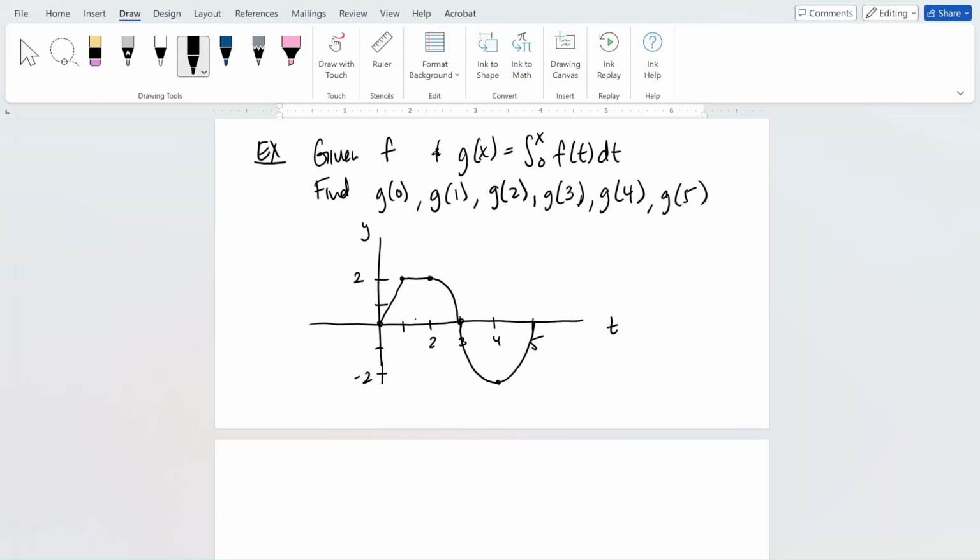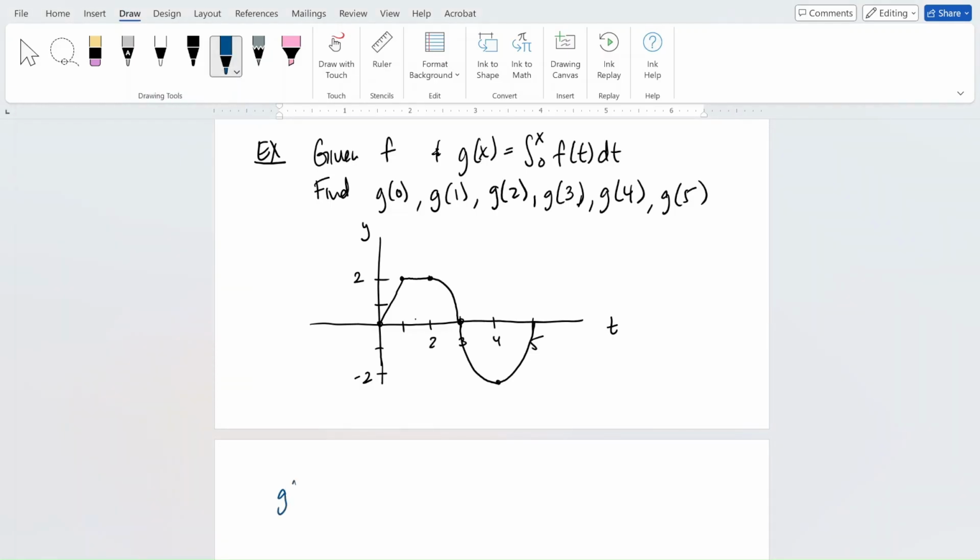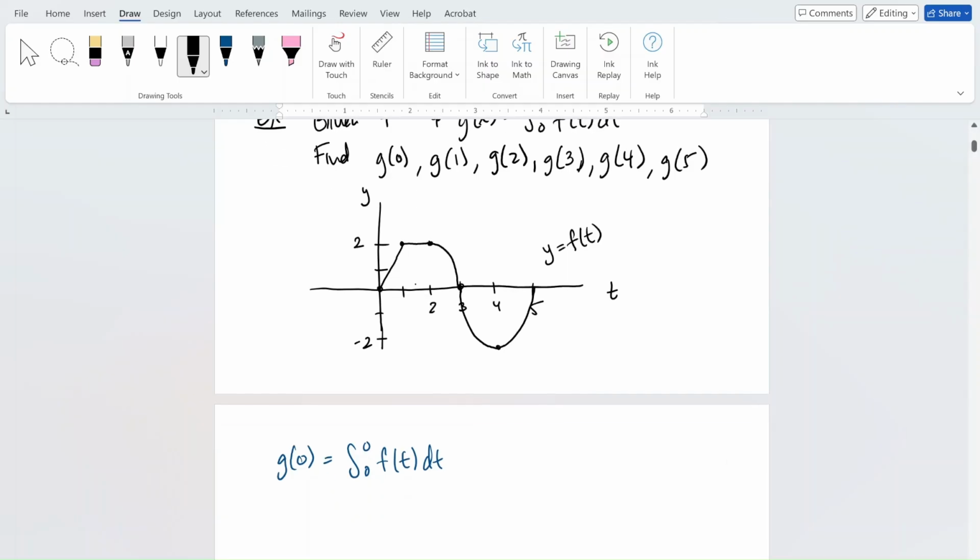Okay, so if you're given this, I want you to find what g of 0 is. Well, g of 0 is just the integral from 0 to 0 of f of t dt, where the function that I drew was y equals f of t. And if that's the case, what's the area under the curve under a point essentially that's already hitting the x or t axis? It's just 0. Well, what is g of 1?